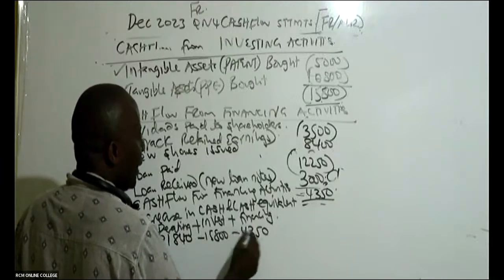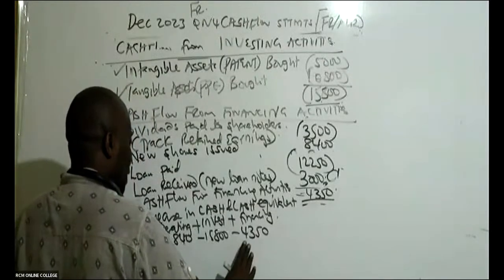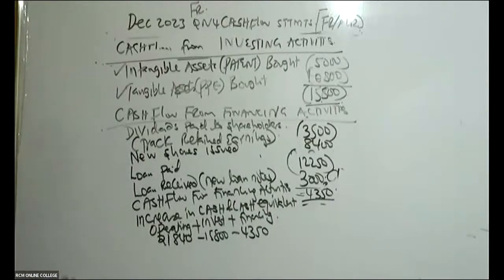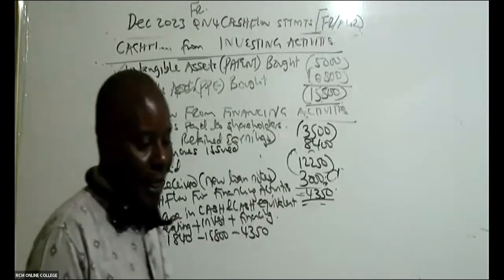So can you kindly add these three? Add this. So you take this, minus this, minus this. You give me what we call increase in cash and the cash equivalents.